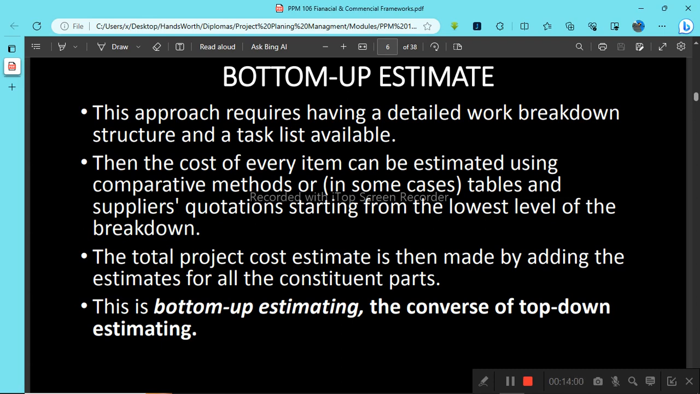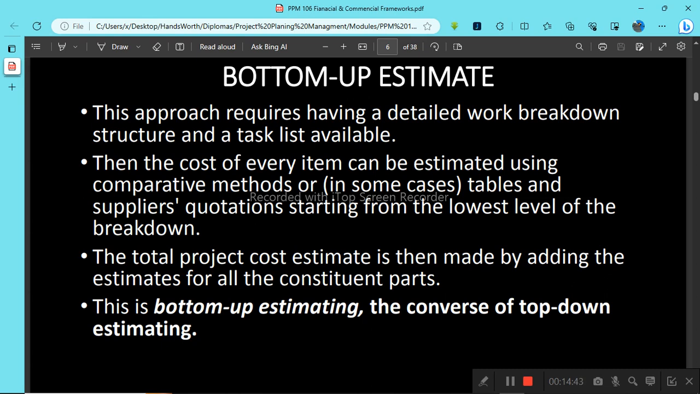Then the cost of every item can be estimated using comparative methods or, in some cases, tables and suppliers' quotations, starting from the lowest level of the breakdown structure. The total project cost estimate is then made by adding the estimates for all the constituent parts. This is bottom-up estimating, the converse of top-down estimation. Alright, from what they have explained here, bottom-up estimation is just the opposite of top-down estimation.